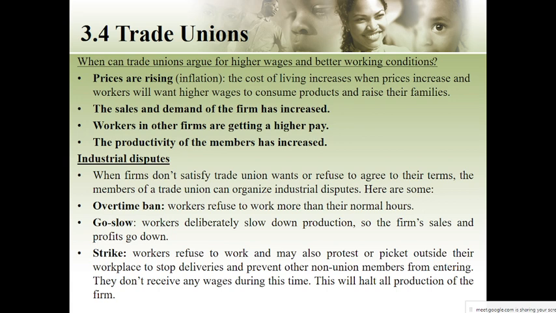They solve industrial disputes. When the firm doesn't satisfy trade union wants or refuses to agree to their terms, now look at this, the members of trade union can organize industrial disputes. Okay, for example, the first one is overtime ban. Questions may come in your exam asking what the industrial disputes are. Okay, the first one is overtime ban.